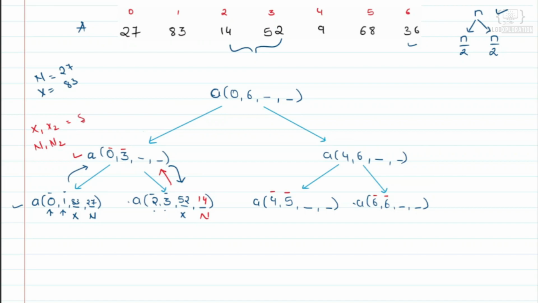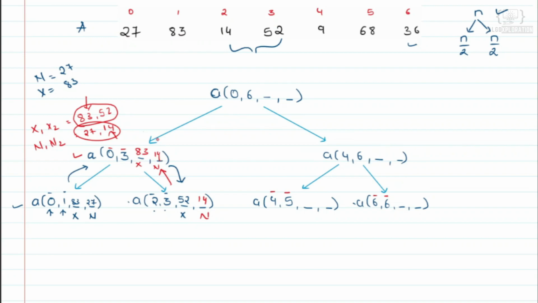x1 has 83 and x2 is 52. Now n1 is 27 and n2 is 14. Now within these two there will be a comparison of who is maximum, and within these there will be a comparison of who is minimum. So here we found out that maximum is 83 and minimum is 14. So here in x place the maximum will be 83 and minimum will be 14.